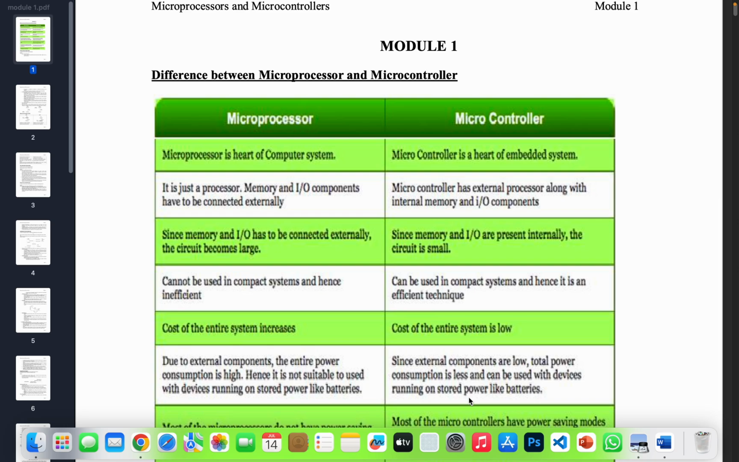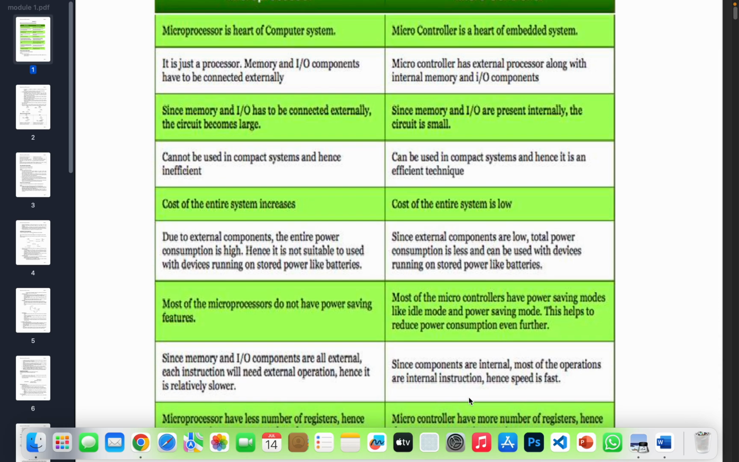Microprocessors cannot be used in compact systems and hence are inefficient. Microcontrollers can be used in compact systems and hence are an efficient technique. The cost of an entire system increases with a microprocessor. The cost of an entire system is low with microcontrollers. Due to the external components, the power consumption is high in microprocessors and hence they are not suitable for devices running on stored power like batteries. In microcontrollers, since external components are few, total power consumption is less and they can be used with devices running on stored power like batteries.